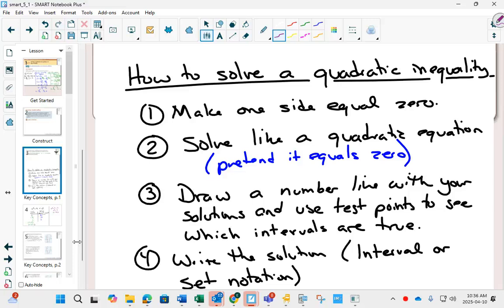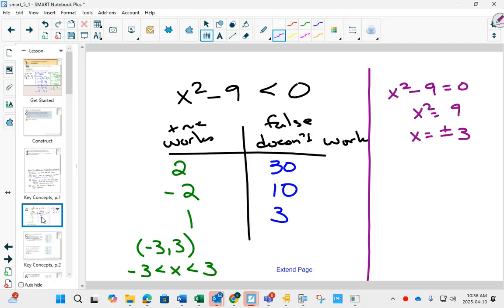Step 3 says, draw a number line with your solutions and use test points to see which intervals are true. So if I draw a number line, and I put on my number line -3 and 3, sometimes we're going to put dots and fill them in, and sometimes we're going to put dots and not fill them in. We're going to leave these ones not filled in because can it equal 3? No. We fill it in if it can equal it. But because it's just a less than sign, we're going to put open circles there.